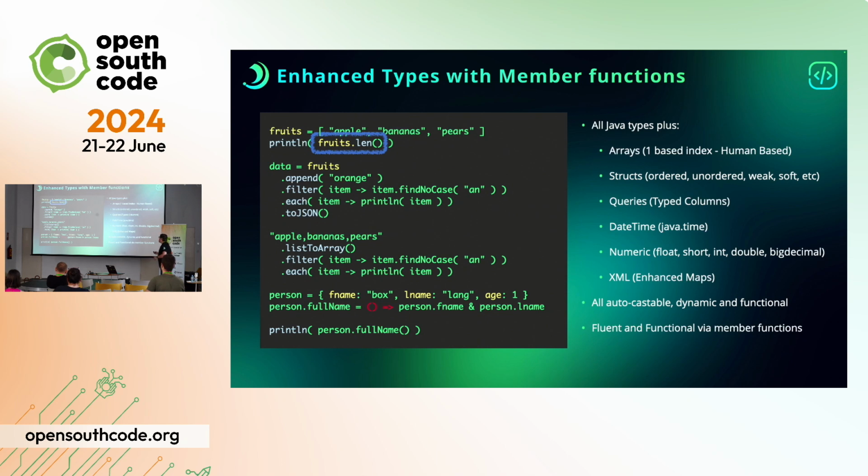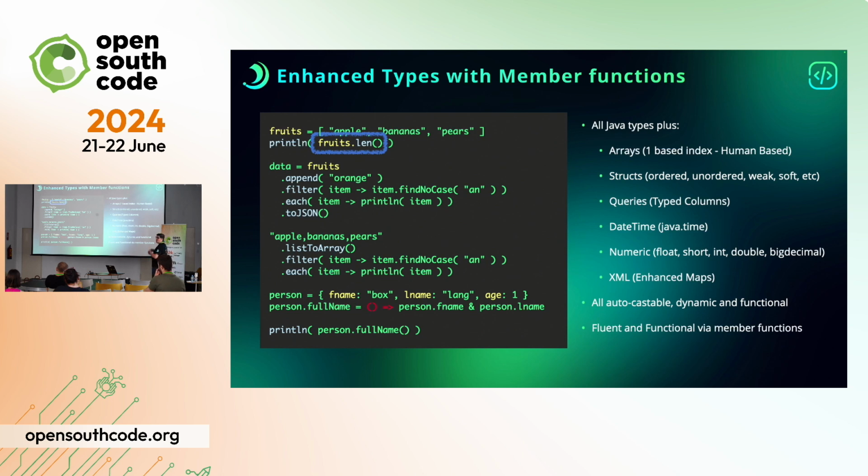We also have a term called queries, which is specifically dealing with JDBC connections. They give you typed columns if you need to. We have our own date-time objects based on the new Java time API. Numerics, and this was important: in BoxLang, you don't really have to specify if it's a float, a short, a long, a decimal, a big decimal. It's a numeric, and then we'll figure out the semantics of it.